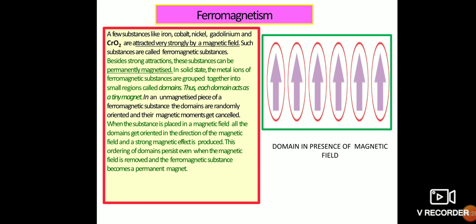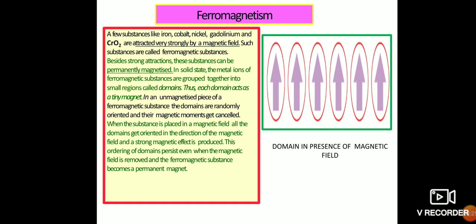Next is ferromagnetism. Some substances like cobalt, nickel, gadolinium, chromium dioxide are very strongly attracted by the magnetic field. Besides strong attraction, these can be permanently magnetized. As we know, in the solid state, the metal ions of the ferromagnetic substances are grouped together into small regions called domains. In the case of metals, positively charged kernels and free electrons are there. These positively charged kernels and the electrons generate magnetic moment. These align themselves into small regions called domains. Thus each domain acts as a tiny magnet.